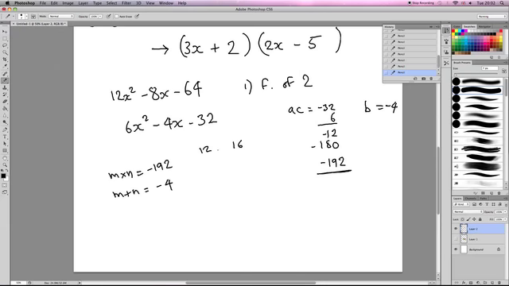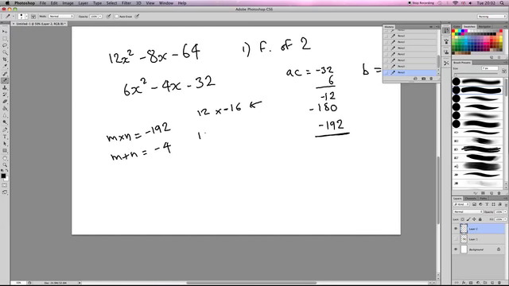That's right. 12 times 16. That should give you it. 2 times 16 is 32. Yeah, that's it. It's those two numbers. Got a minus 4, so 16 has to be higher. So we've got 12 and minus 16.